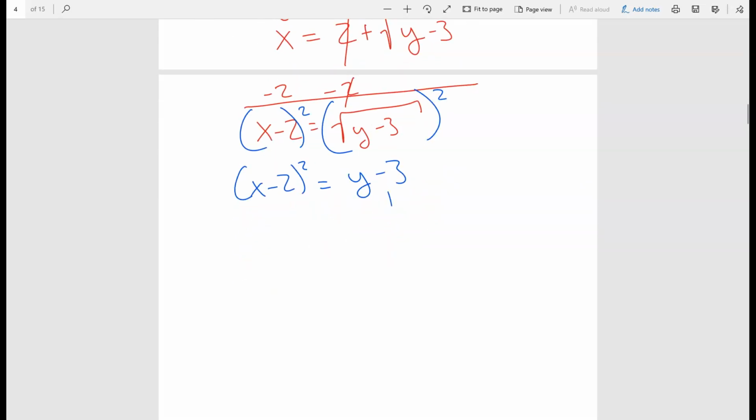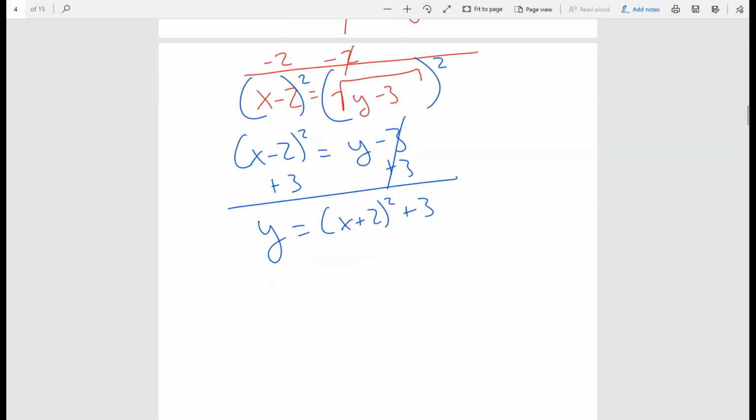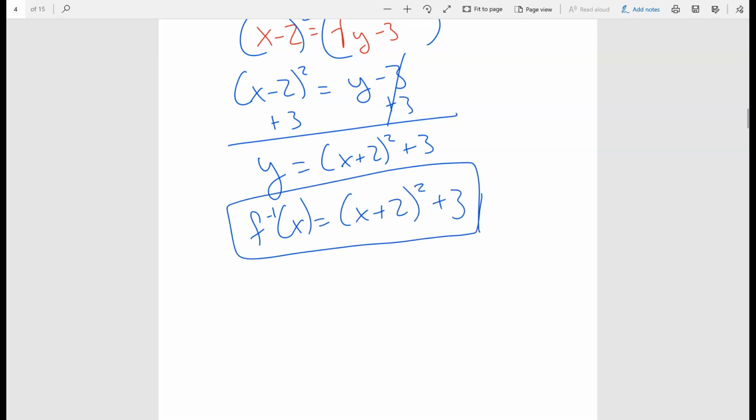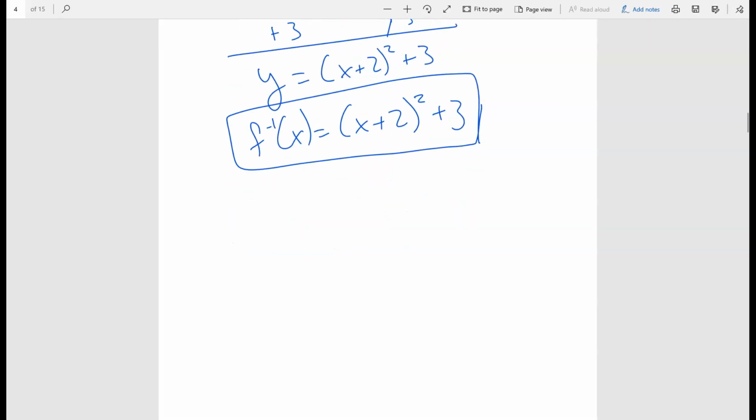And now finally I'm going to add 3 to both sides. You got that y is equal to x minus 2 squared plus 3. Okay, so now finally we're just going to change the y to f inverse. Okay, so that's my answer. Okay, so let's do another one.